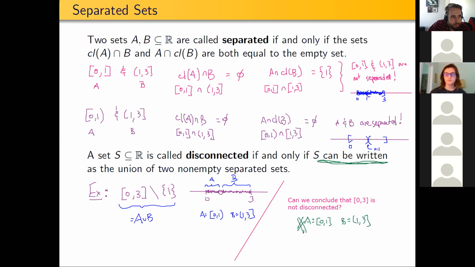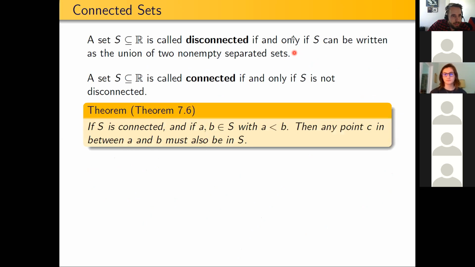So let's jump to this definition here. This is just a repeat of the definition on the previous slide. A set S is disconnected if and only if it can be written as the union of two non-empty separated sets. Finally, we get to the definition of connected, which I think is just such a funny definition. A set S is called connected if and only if it is not disconnected. So we sort of define connectedness as a negative. It's not disconnected.